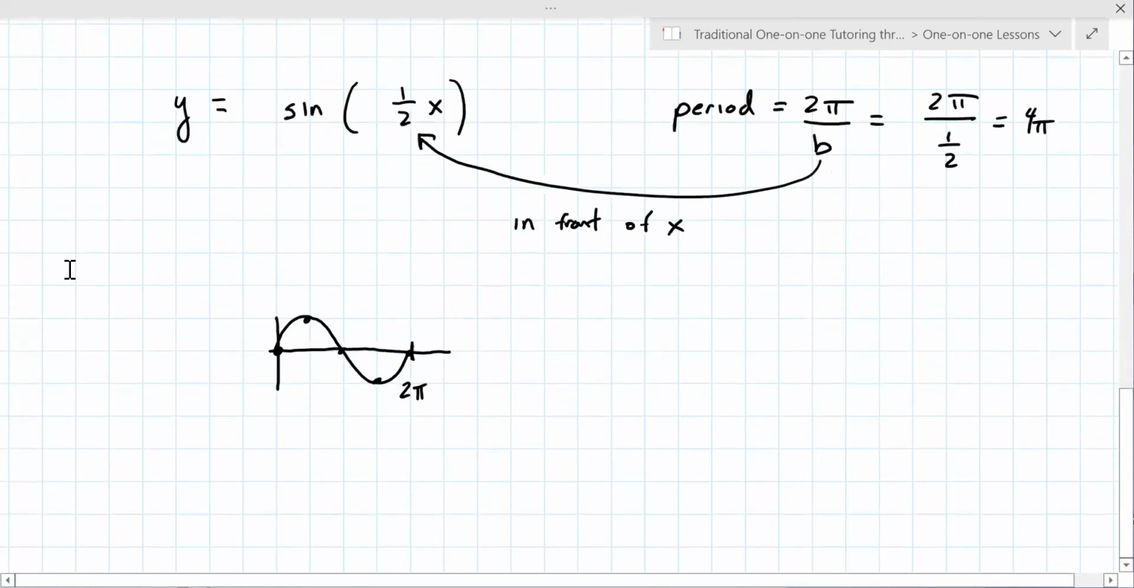So in your problem here, the period is not 2 pi, it's 4 pi. It's like, well, what does that mean? Well, what it really means, and I'm gonna have to do a better job of drawing this.